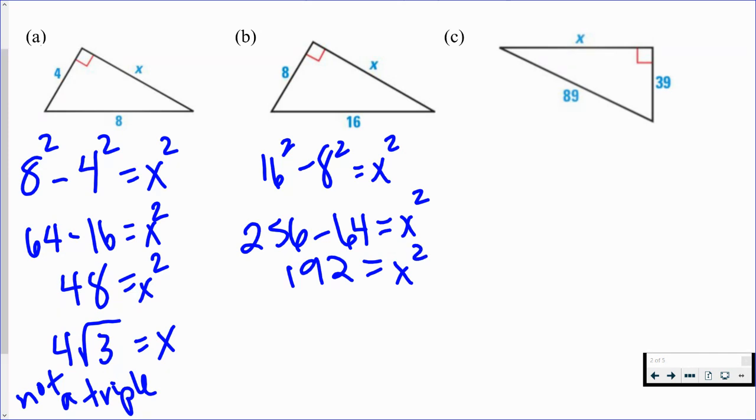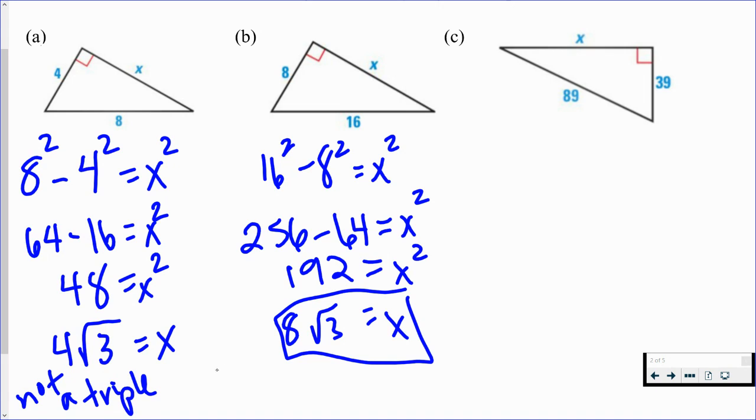Now we want to take the square root. Square root of 192. Okay, what we need to realize is that 192 is equal to 64 times 3. Square root of 64, of course, is 8, and then the 3 would be left inside. So x is 8 square root of 3. And this one is also not a triple because we have the radical for the one we solved for. So both of these, we ended up with a radical for one of the lengths, so those are not triples.